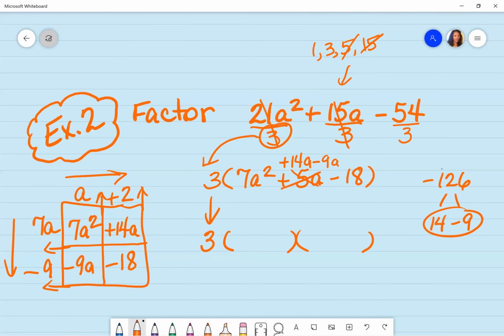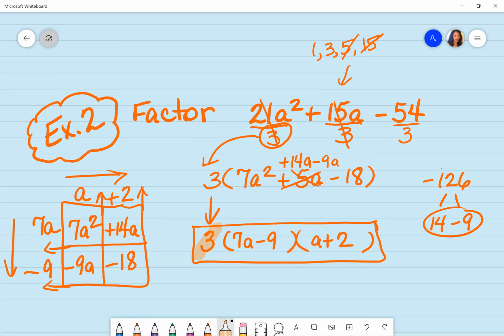Does it matter which comes first? No, it does not. You could write your a plus 2 first if you wanted to. And this is what I'm writing over here. This is my answer in factored form. Most people forget to bring down the GCF.